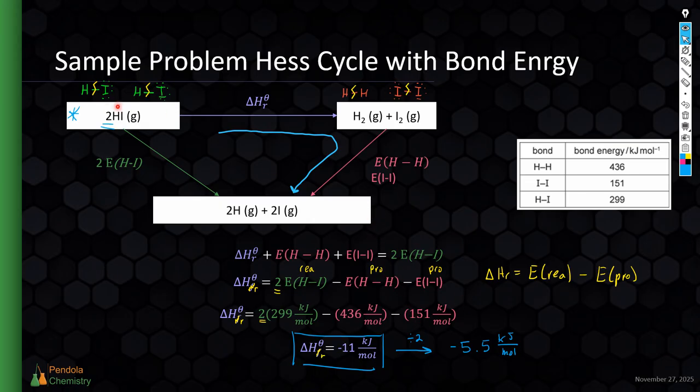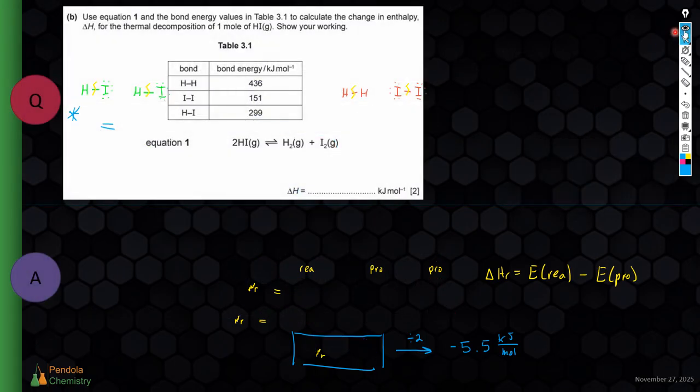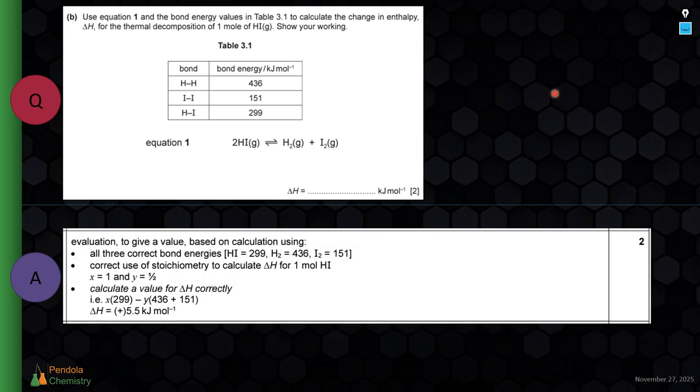And we could have done this from the beginning. We could have done this as HI yields half H2 plus half I2, and then just put H and I down here. Or we can do the whole thing like normal and then divide by 2 at the end. The approach is up to you. But the critical thinking aspect is very important. So if we look at our mark scheme here, we can see what we get the points for.